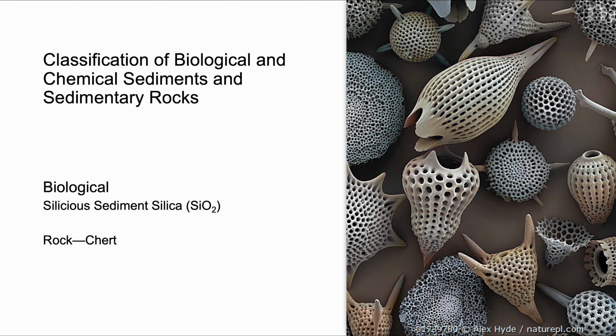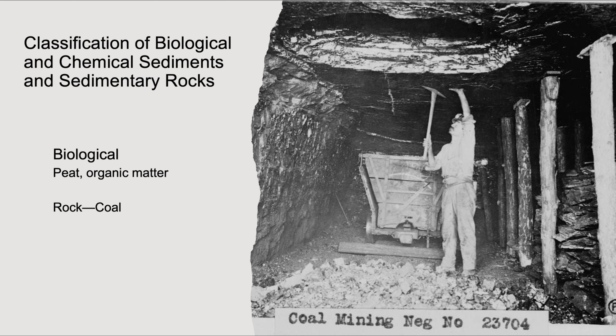Another biological rock is produced from siliceous sediment. So here we have radiolarians. You can toss in some diatoms, compress these, fuse them together with more silica, and you get a rock known as chert, which is made of the mineral quartz. Another biological sedimentary rock is coal. And we see here a Pennsylvania coal mine back in the early 1900s, forming in layers because the vegetation was accumulated in layers and compressed, squeezed, and cooked.